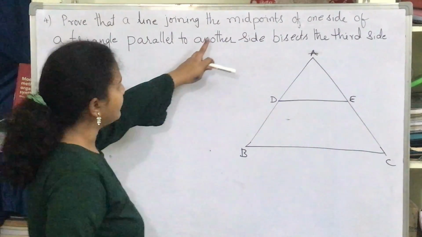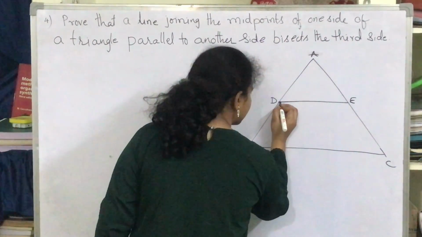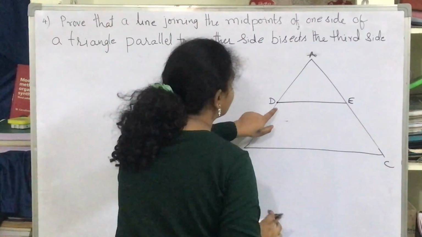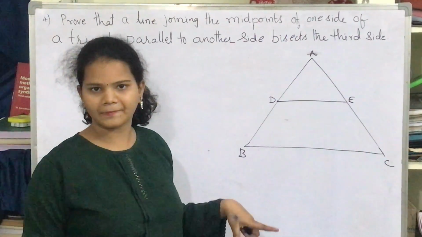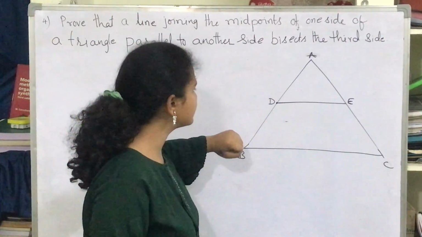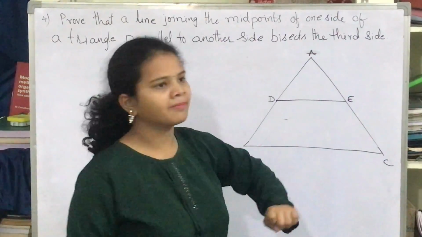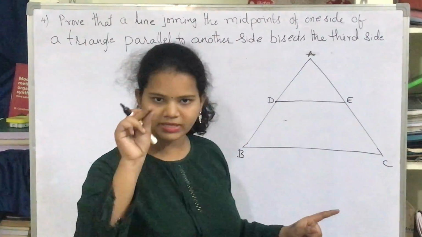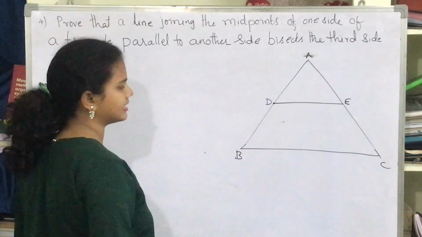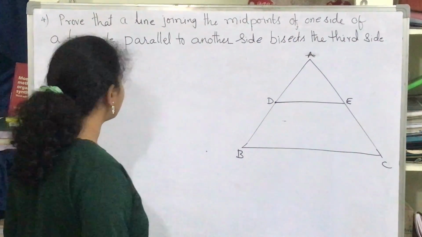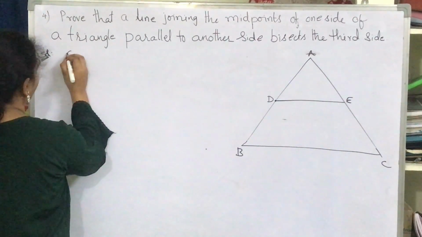So the midpoint of one side of the triangle. Let that one side be D. So here D is the exact midpoint of side AB. But here they are asked to prove whether E is the midpoint of AC. So they are asked to prove that E is the exact midpoint of AC. So now to prove this, we can write a solution. Let me draw a solution over here. So given what?